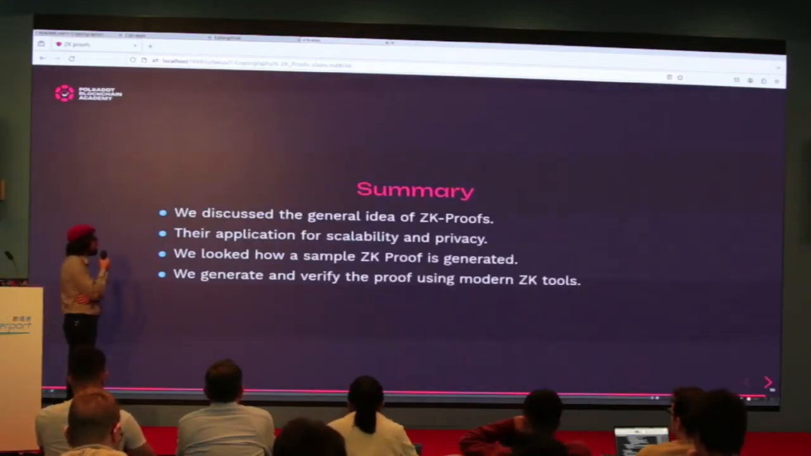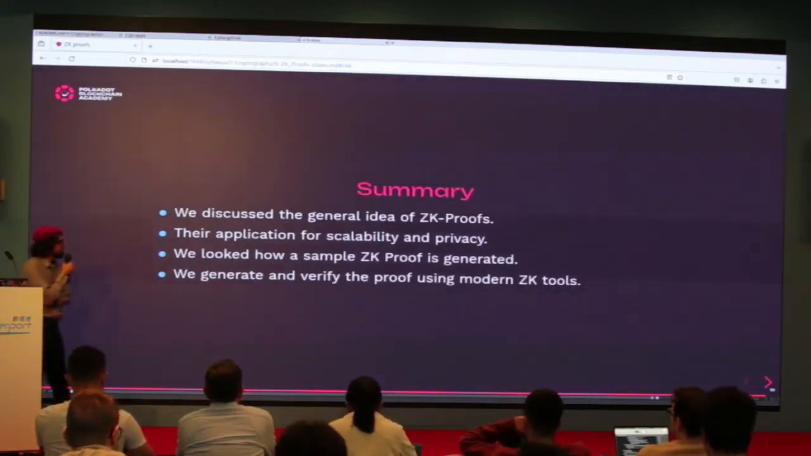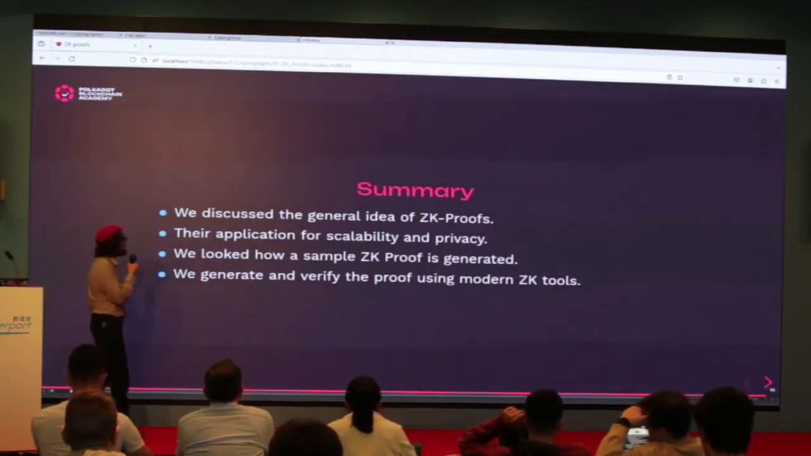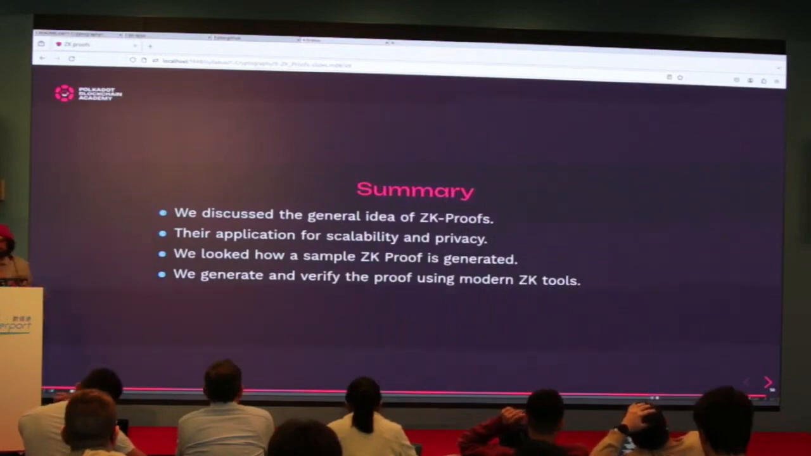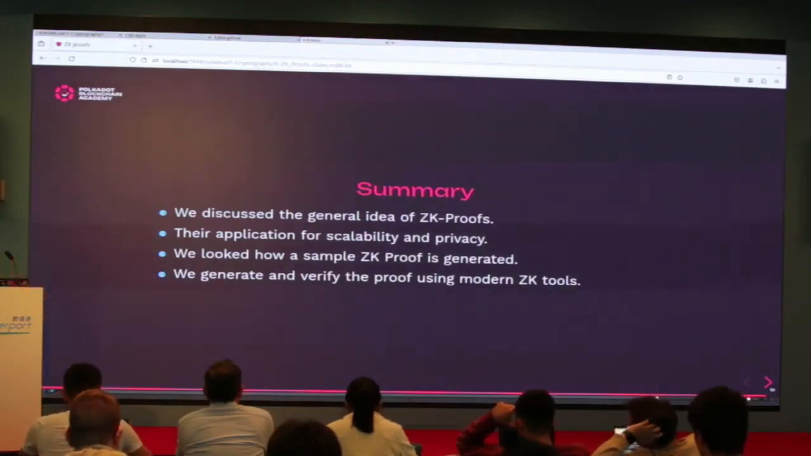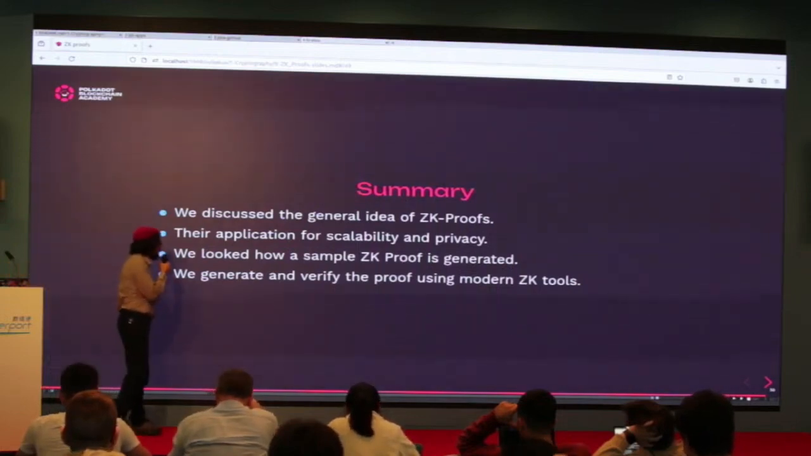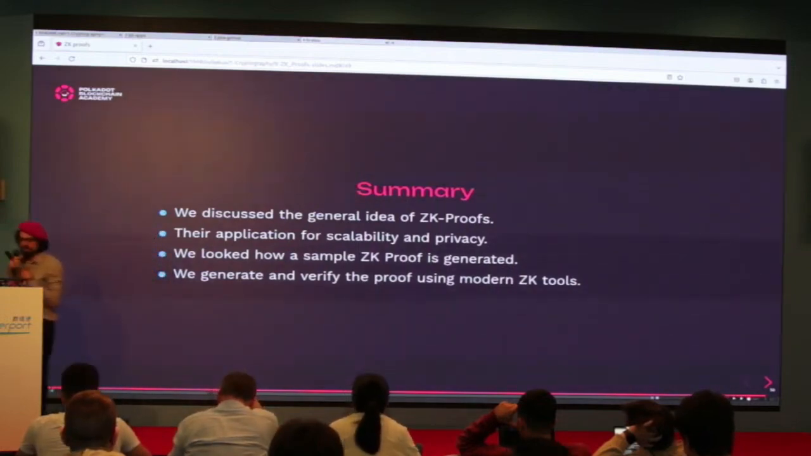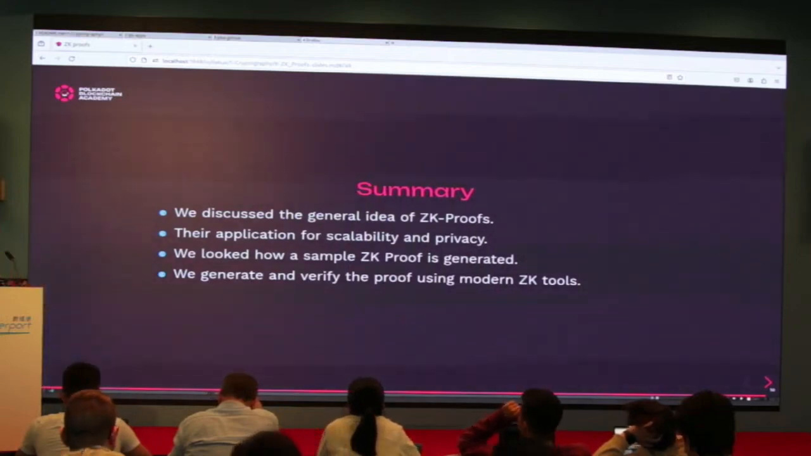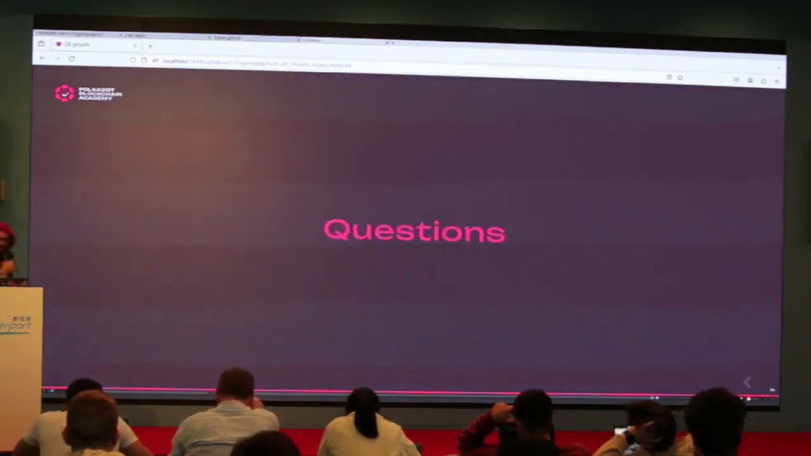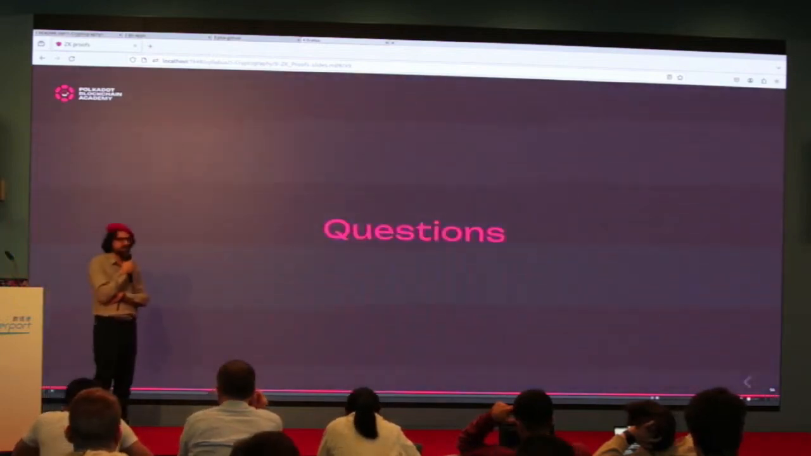So I just made a summary of all we talked about this morning. We talked about the general idea behind the ZK proof. We talked about its applications in privacy and scalability. We looked at how the mathematics behind it works and how to generate a sample proof. And we used the normal tools to generate proofs and verify them. That's it for the ZK part of this slide.